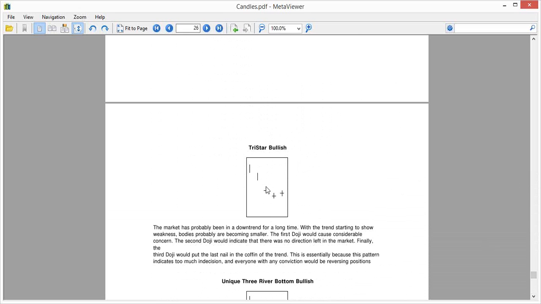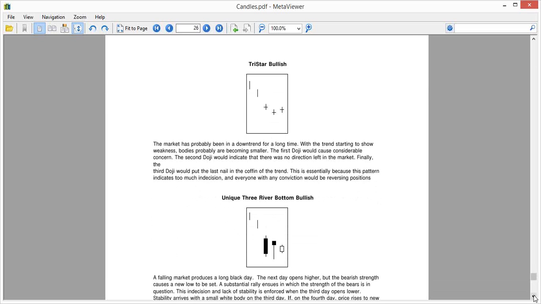So the market's in a downtrend, but we're completely running out of steam. Indecision and no volume. 2nd session, indecision and no volume. 3rd session, indecision and no volume, but creeping back up. It's looking like the buyers may be returning. So a tri-star bullish formation.